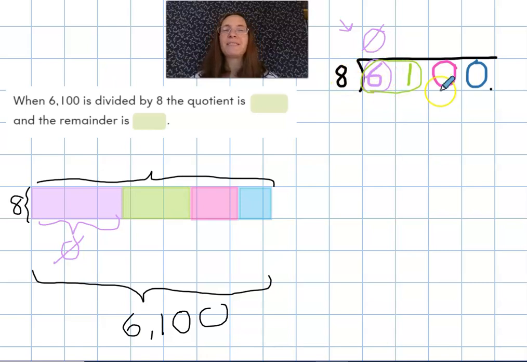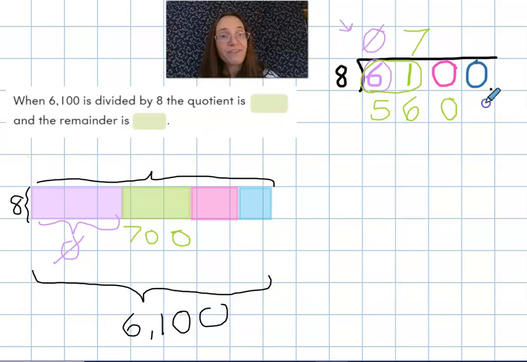8 times something gets me really close to 61. 8 times 8 is 64. I love square numbers, so that's easier for me to remember. But I don't have 64, so instead of 8 times 8, I'm going to go with 8 times 7. 8 times 7 is 56. That means that I have now taken care of 700 in each of my 8 groups.